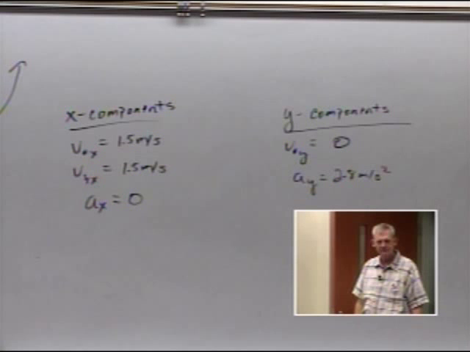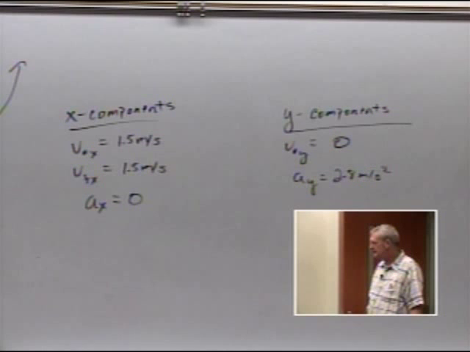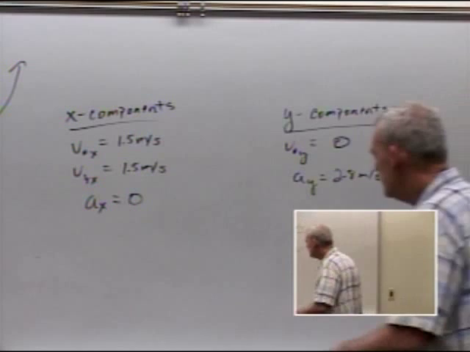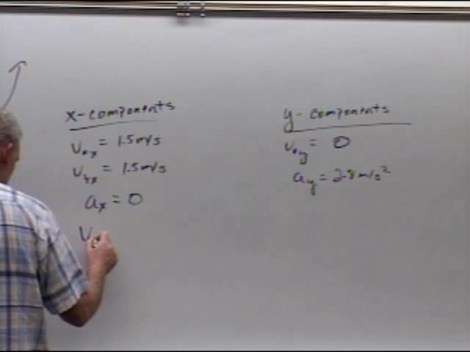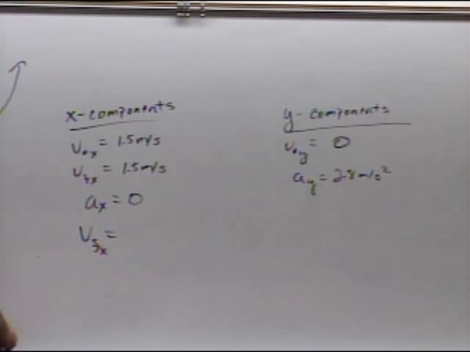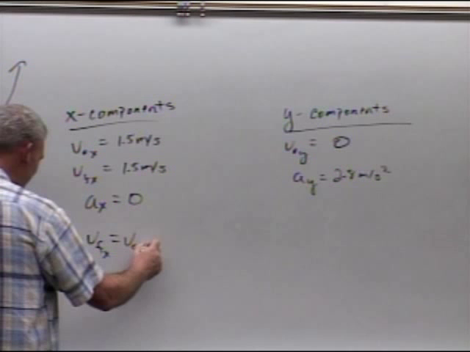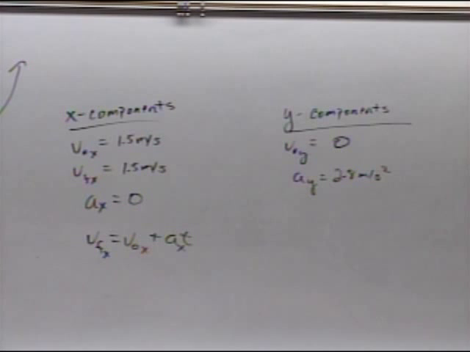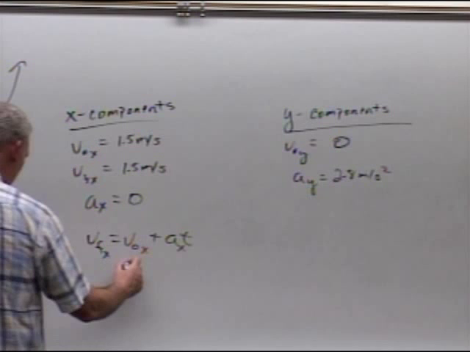All righty. Well, let's figure out the final v x then. We've already said, it's 1.5 meters per second. And here's why. Because we say that v final x is equal to v naught x plus a x times t. Well, what's a x? 0. So this is equal to 1.5 meters per second.